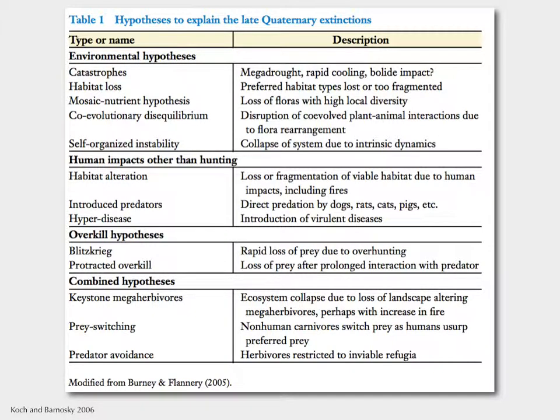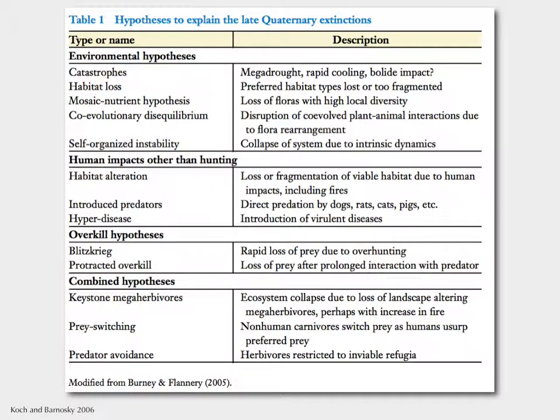So here are a large set of hypotheses to explain this mass extinction. Catastrophes, so maybe drought, cooling, rock from outer space, habitat loss, loss of nutrients. Invasion of new floral groups, and so you have this disequilibrium. So if you're someone that likes to browse on the bushes, and you have a whole bunch of grass around, you have trouble eating the grass.